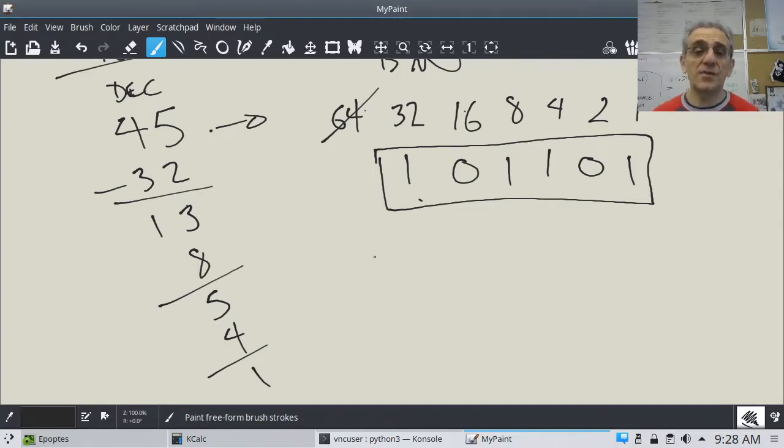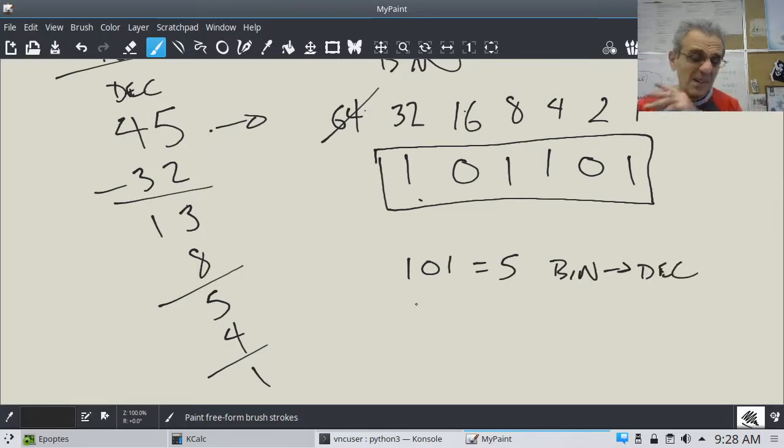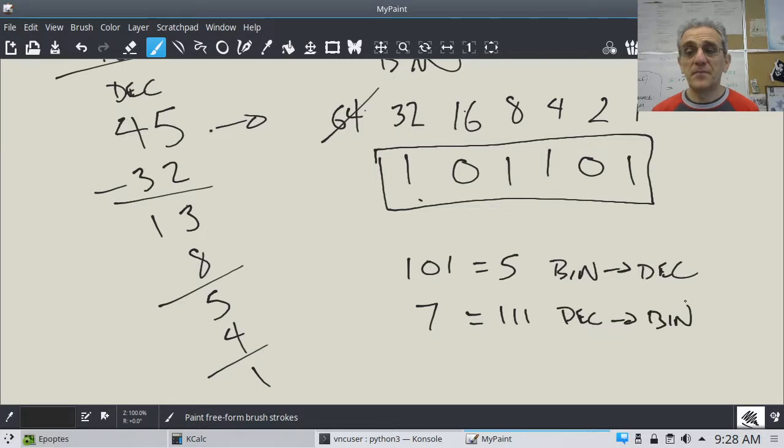That's what we did first, right? We did 101, that's 4 plus 1, that's a 5. So initially we went binary to decimal. And then we went from, what would the number 7 be as a binary? And that would be 111, going from decimal to binary. So we've done both, right? 4 plus 2 plus 1.